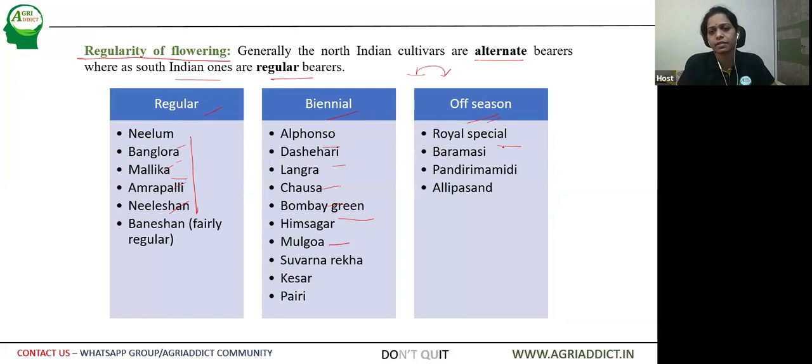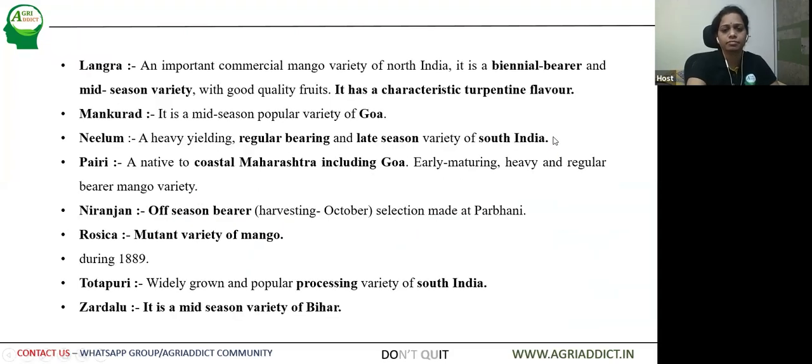Then the off-season: sometimes they not only give one season, they also flower during other seasons. So usually flowering will be around November, December in general for most of the cultivars. But however, we can observe it in some other months during the year also. Those are special. So you have to remember this from your exam point of view. Then Baramasi, Pandiri Mamadi, and Alipasan. So these are the off-season varieties.